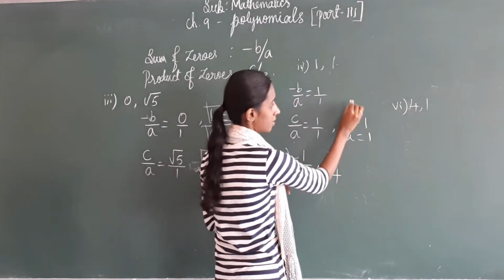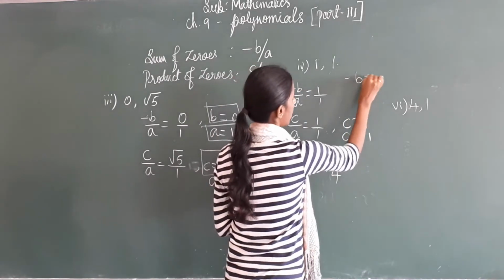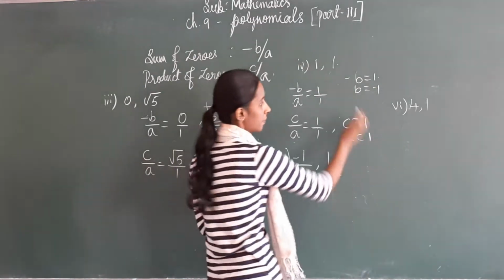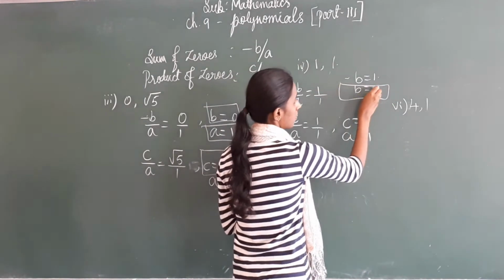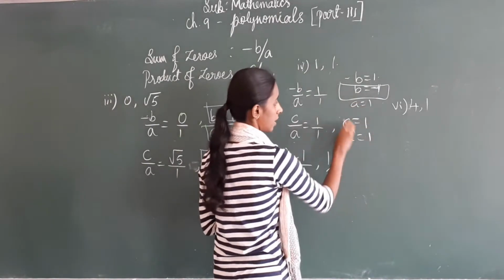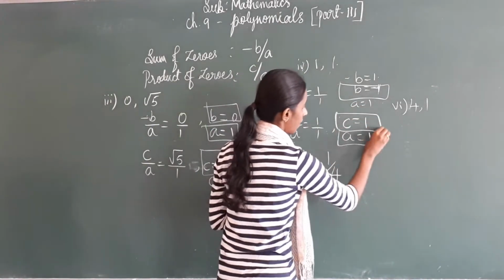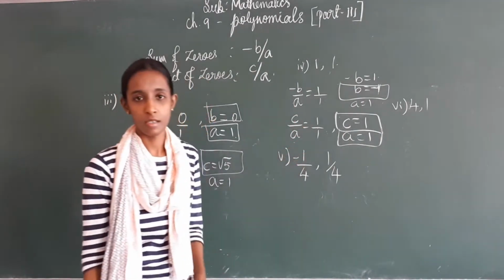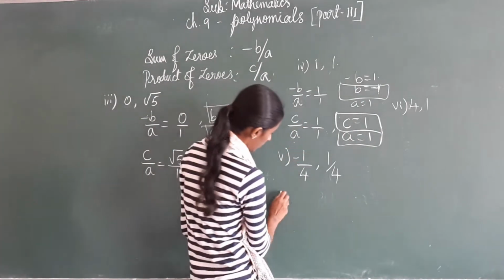Here, a is 1 and minus b is equal to 1. So from this, b is equal to minus 1. So b is equal to minus 1 and a is 1. You have got the values of a, b and c. Frame the quadratic polynomial.